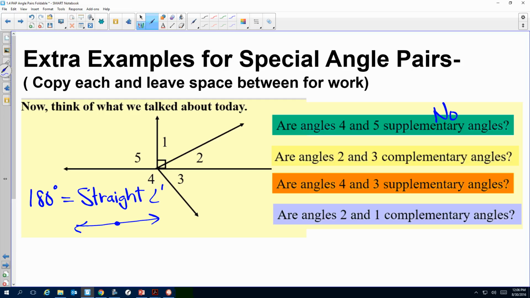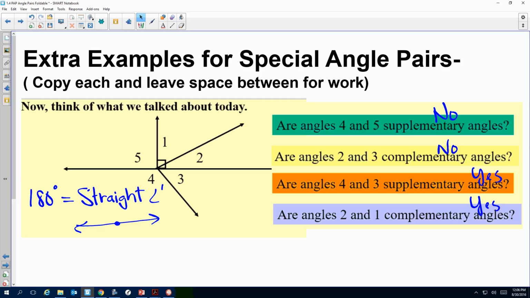What about 2 and 3? Are 2 and 3 complementary angles? No, I don't know that. This would be no. What do I need to see for it to be complementary? A box. All right. So what about 4 and 3? Would they be supplementary? Yeah. So this is yes. And then 2 and 1. Are they complementary? Yes. Okay. So can we identify? And you're going to see it like that too. It's going to be several lines, and you have to identify which adjacent angles are complementary or supplementary. All right. So let's get into application.